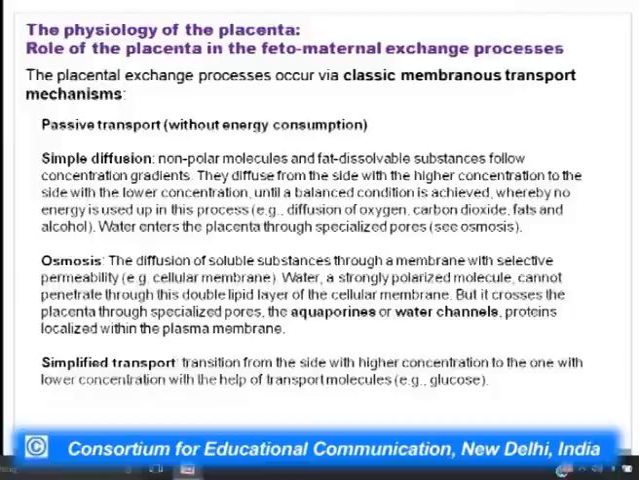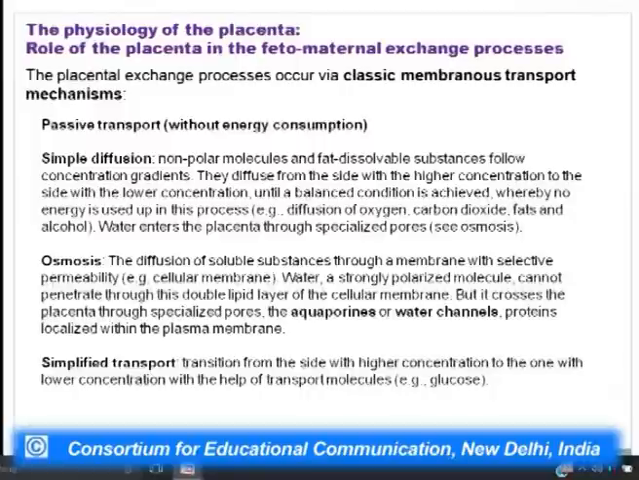Then there can be simplified transport, which is transition from the side with higher concentration to the one with lower concentration with the help of transport molecules. So the exchange of materials between the fetus and the maternal side can take place just like any membranous transport, any exchange across the plasma membrane that can take place.